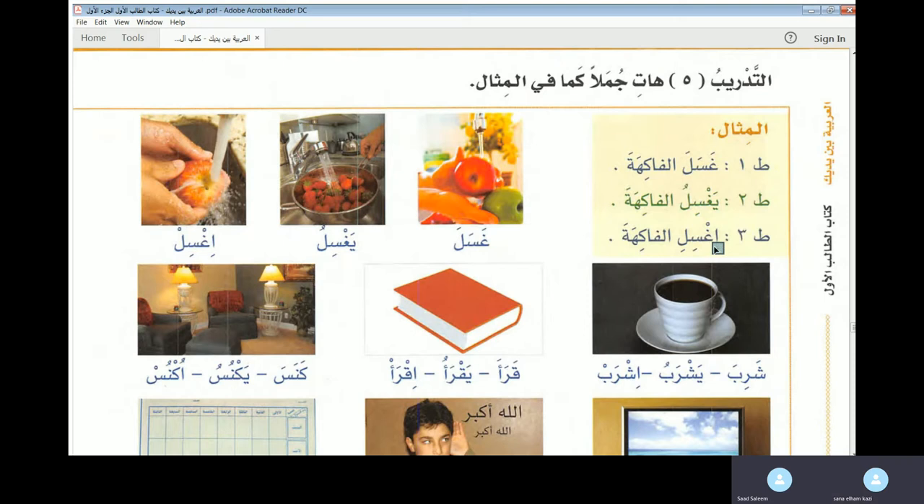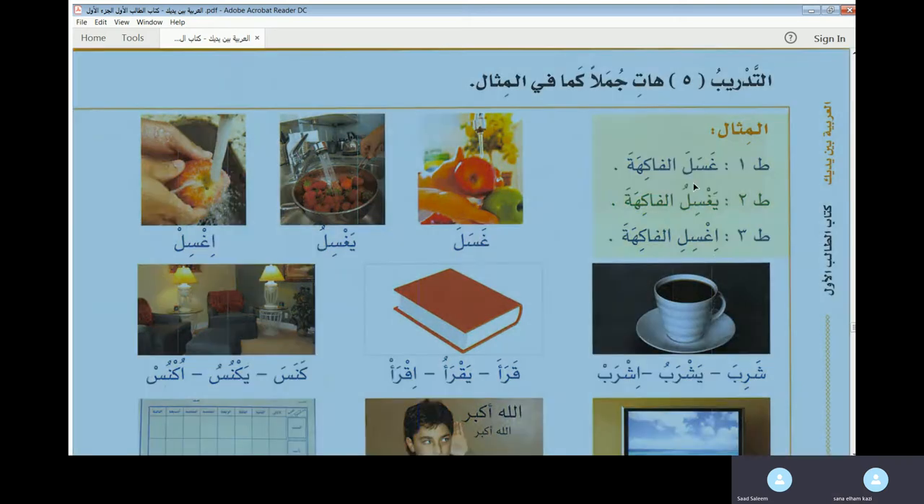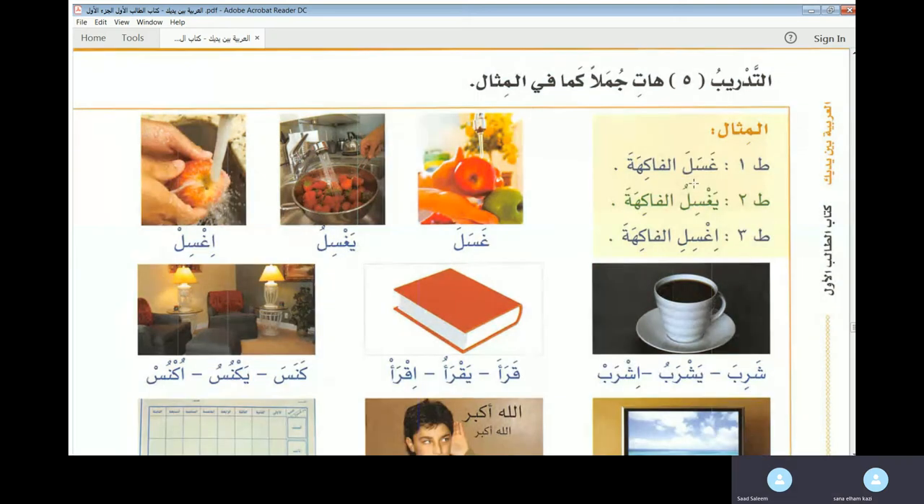Because if we say ughsil, then it is like I wash, right? Wrong. We learned this rule before: we look at the mudari. In the mudari, we have a kasra after the sukun, that's why we use kasra in the imperative tense also. Mr. Mujaddid, do you remember this rule? Yeah. Okay, tell me. Mr. Mujaddid will tell us.